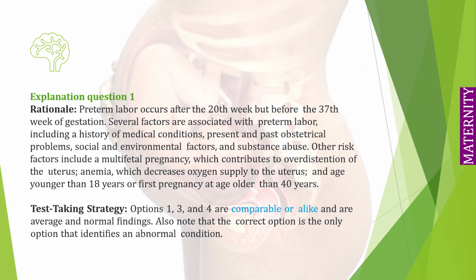Explanation. Question 1. Rationale. Preterm labor occurs after the 20th week, but before the 37th week of gestation. Several factors are associated with preterm labor, including a history of medical conditions, present and past obstetrical problems, social and environmental factors, and substance abuse. Other risk factors include a multifetal pregnancy, which contributes to overdistension of the uterus, anemia, which decreases oxygen supply to the uterus, and age younger than 18 years or first pregnancy at age older than 40 years.